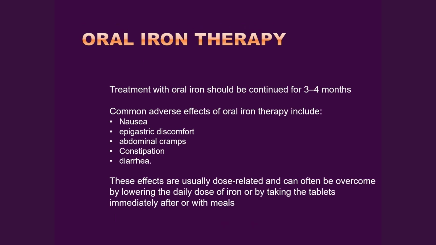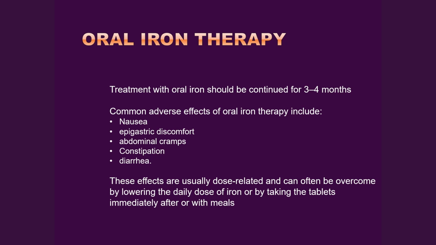So first we'll go for oral iron therapy. Treatment with oral iron should be continued for 3 to 4 months. Once we start, it should be continued for 3 to 4 months, once we have corrected the cause of anemia, whatever is causing the iron deficiency anemia. Along with correcting it, the treatment should go on for 3 to 4 months. So that duration is absolutely necessary.